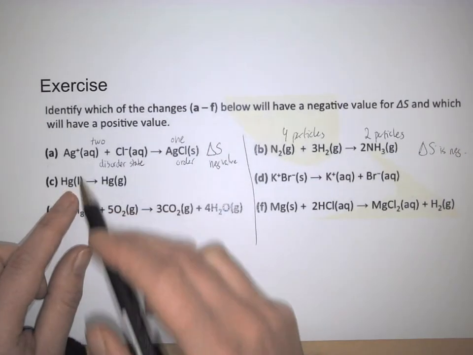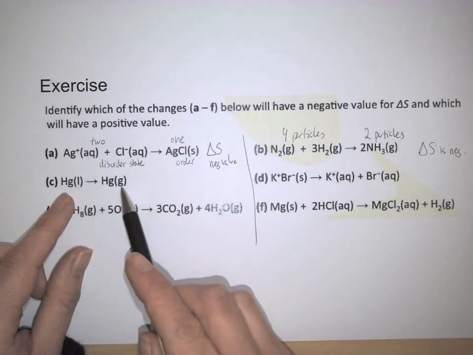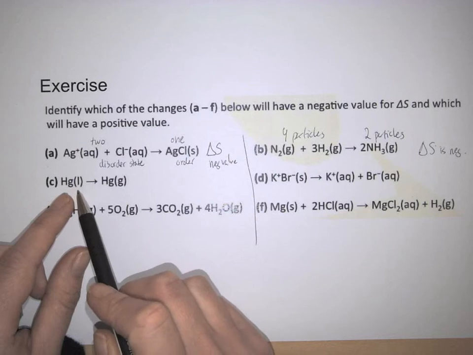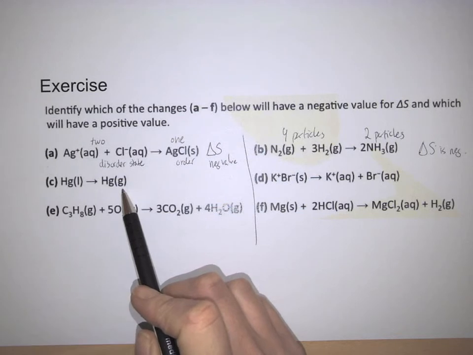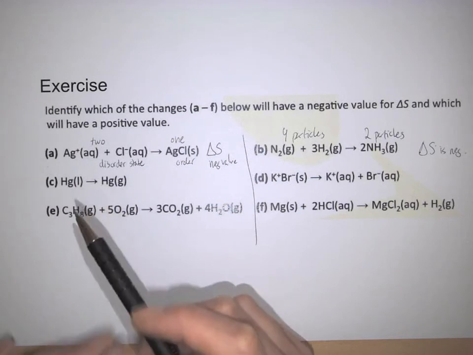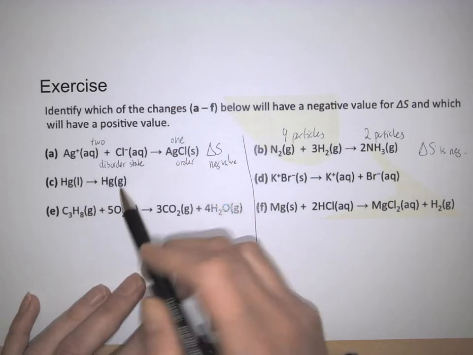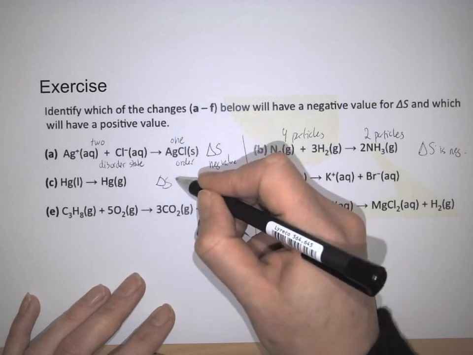This one here, you have mercury in liquid state that will transform to mercury in gaseous state. The transformation is from a highly ordered kind of state to a more disordered kind of state. Liquid is more ordered than the gaseous state. So we can expect it to go from more order to a higher disorder. So entropy will increase, delta S will be positive.